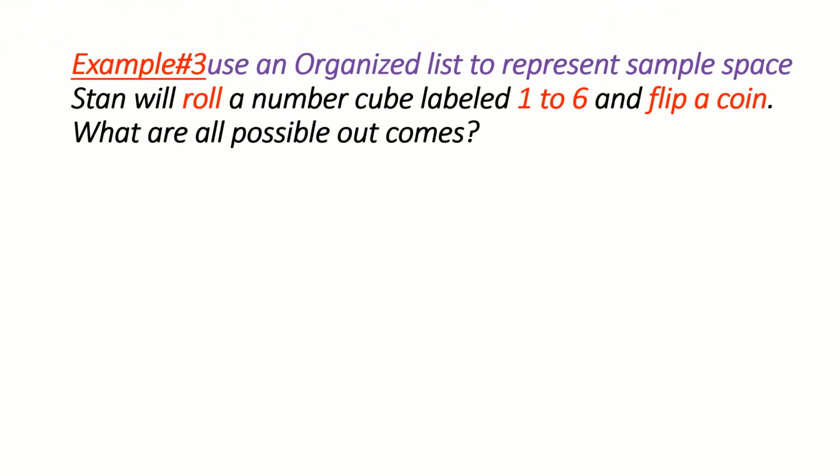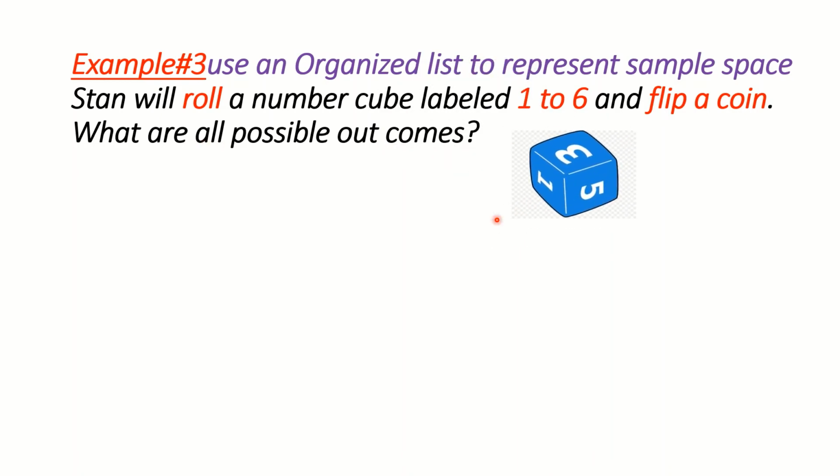Example number 3, how to use an organized list to represent sample space. Use an organized list to represent a sample space. Stan will roll a number cube labeled from 1 to 6 and flip a coin at the same time. What are all possible outcomes?